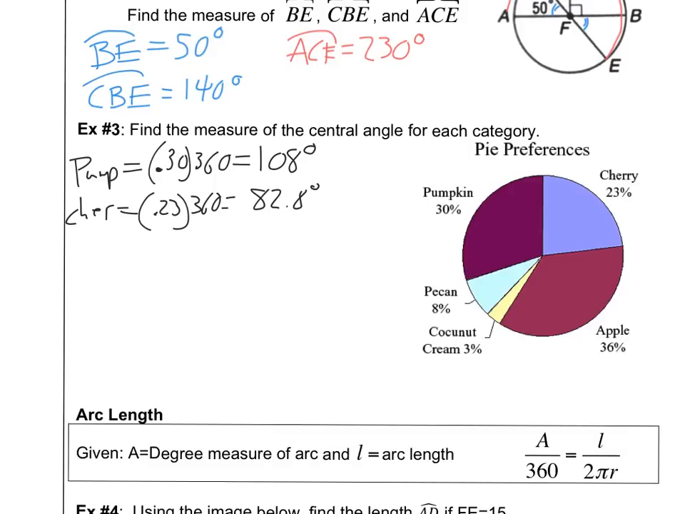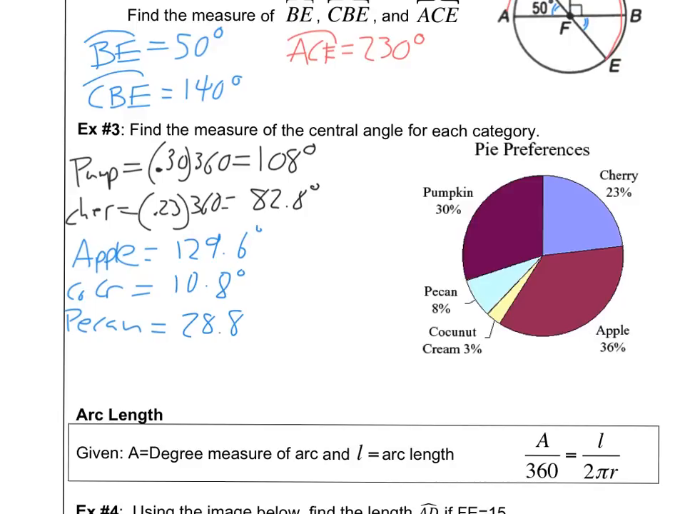And so you can just keep doing this. I'm going to let you guys do the last three on your own. So you're going to find apple, coconut cream, and pecan. So go ahead and try those ones on your own and unpause the video when you're ready. Okay, so all I did again is I just multiplied the percentages by 360, and here's what I got: 129.6, 10.8, and 28.8 for the pecan.